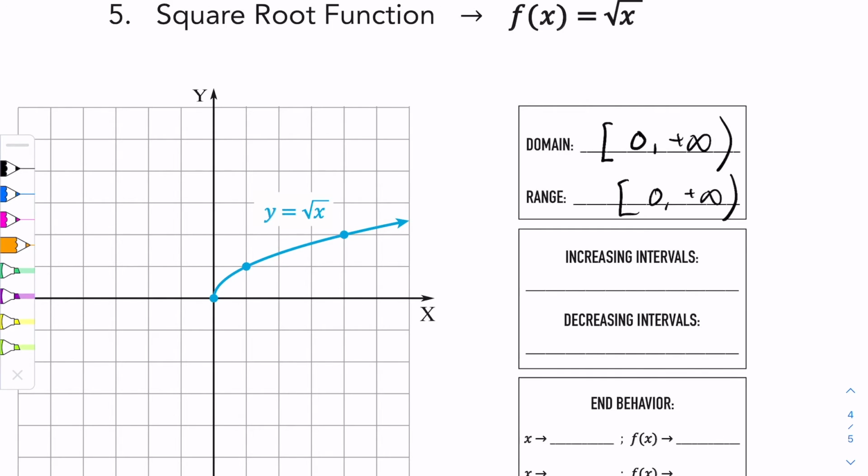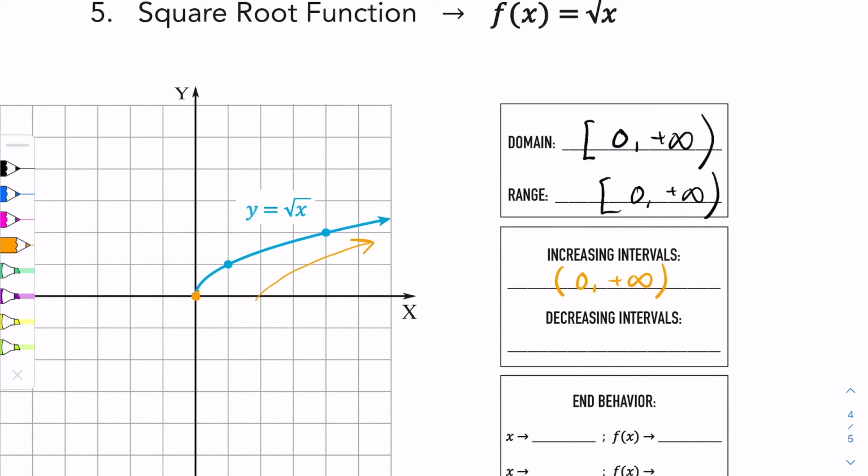This graph starts at 0, but then it does increase. Therefore, we can say that we have an increasing interval from 0 to positive infinity. It's the first time we're putting a number in our increasing and decreasing interval to start with. Usually we start with negative or positive infinity, but in this case, make sure you have that 0 because that is where we're starting. Obviously you'd be walking up the whole time. This graph is just continuously increasing, so there are no decreasing intervals.